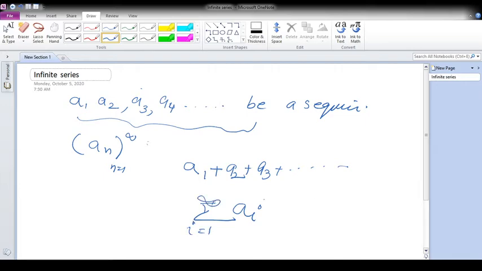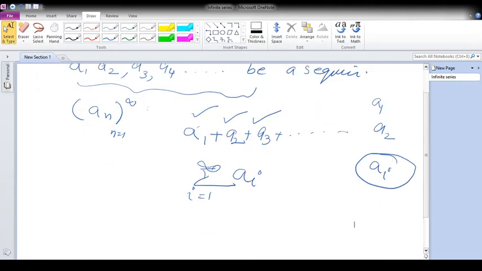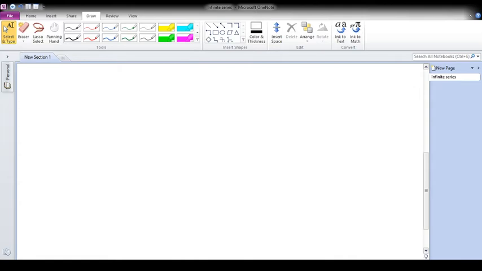Each of the terms in the series is called a term. a1 is a term of the series, a2 is another term, the second term. So ai is the ith term of the series. Okay, this is the series. A series is an infinite sum of terms. A sum of infinite terms is called an infinite series.